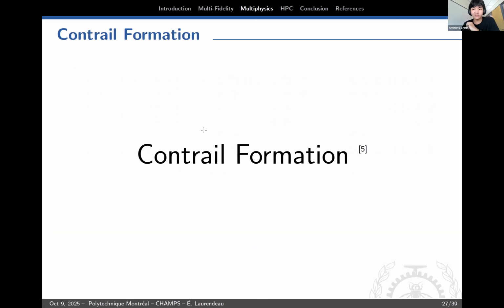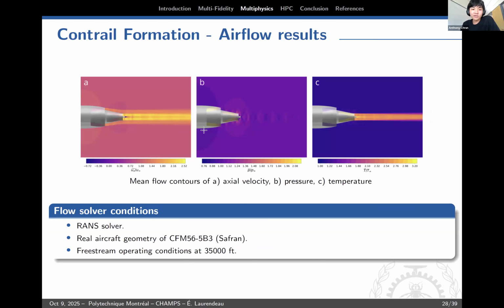And finally, the last new feature I will showcase to you today is the formation of contrails. What you're seeing here is a simulation of the flow downstream of a jet engine. It's an actual Safran engine using a RANS solver. That engine is operating at flight conditions. And here you can see the plots of the velocity, the pressure, and the temperature downstream.